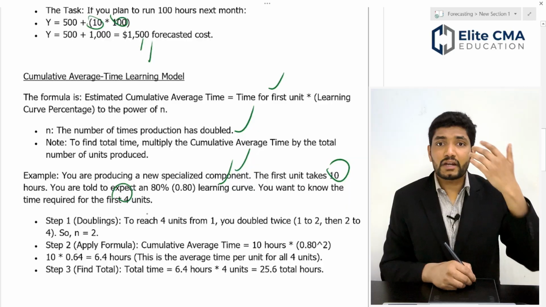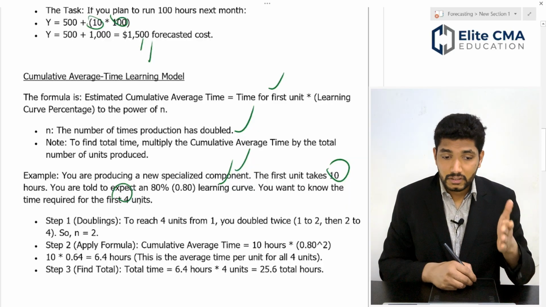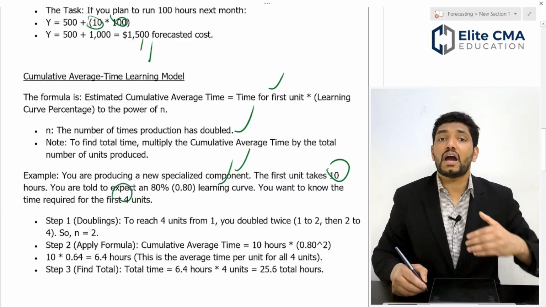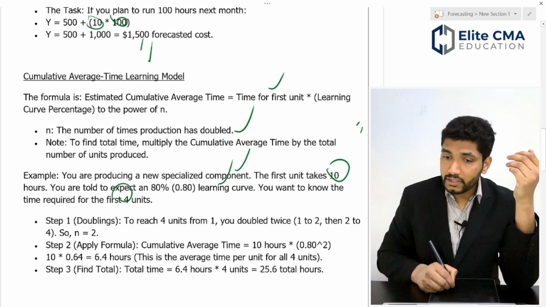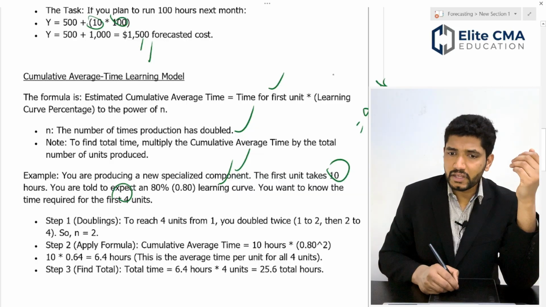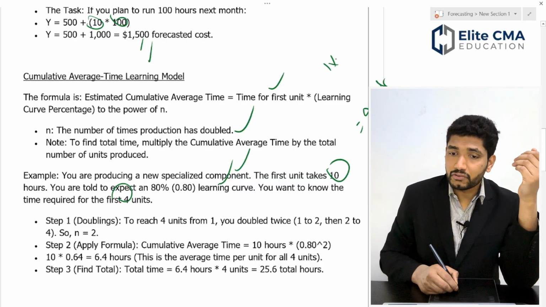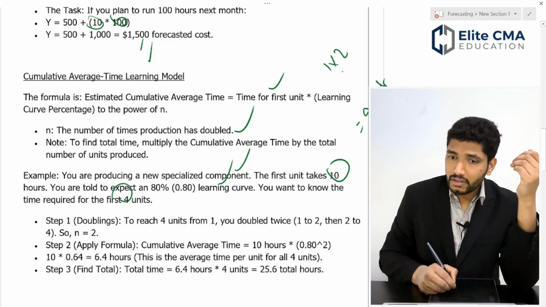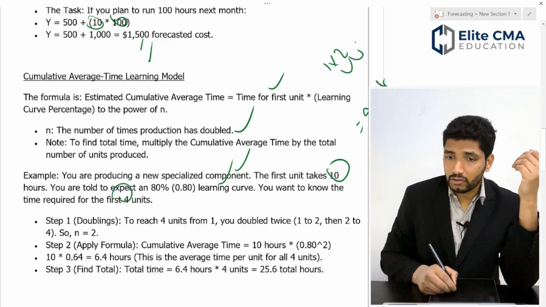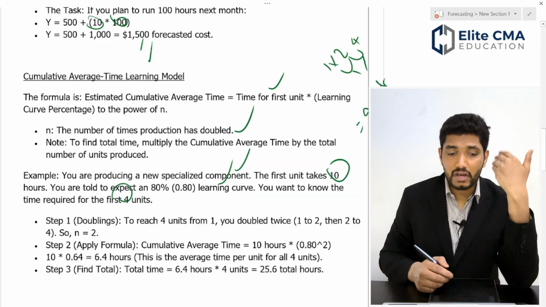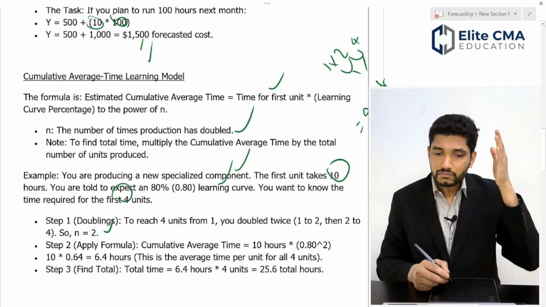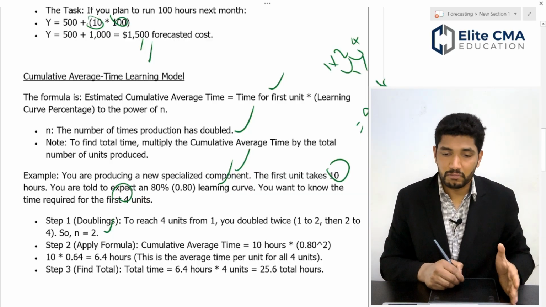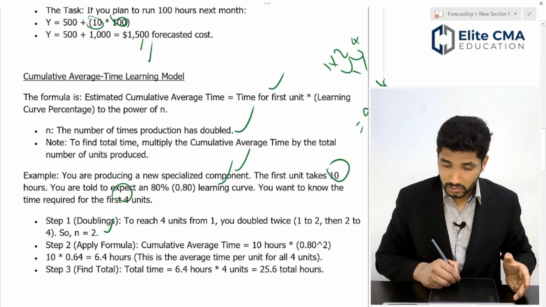First, you have to calculate n. n means how many times production is doubling. In total you have to produce 4 units. So from 1 unit you double to 2, then from 2 you double to 4. That means 2 doublings have to happen, so n is equal to 2. Now you can apply this to your learning curve model.